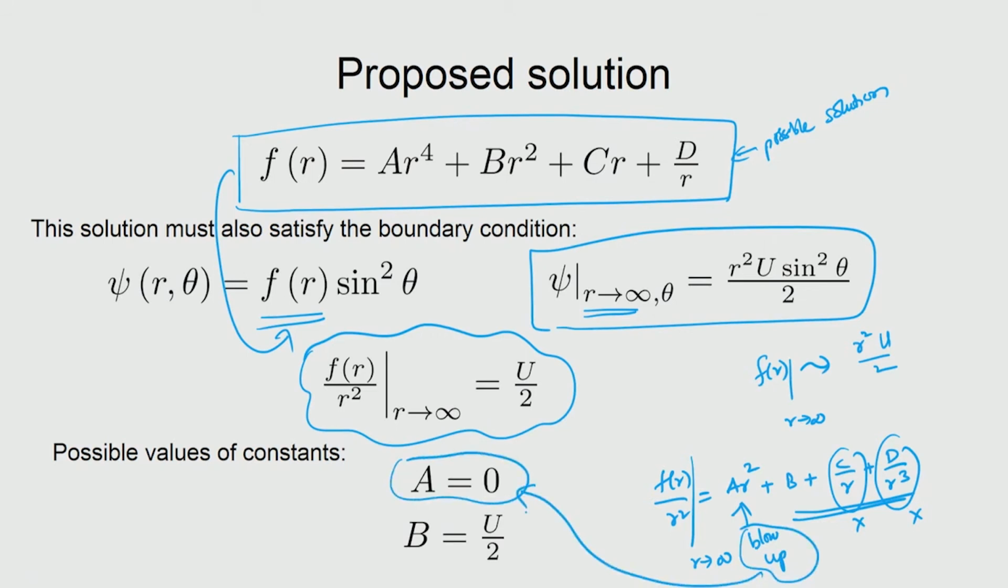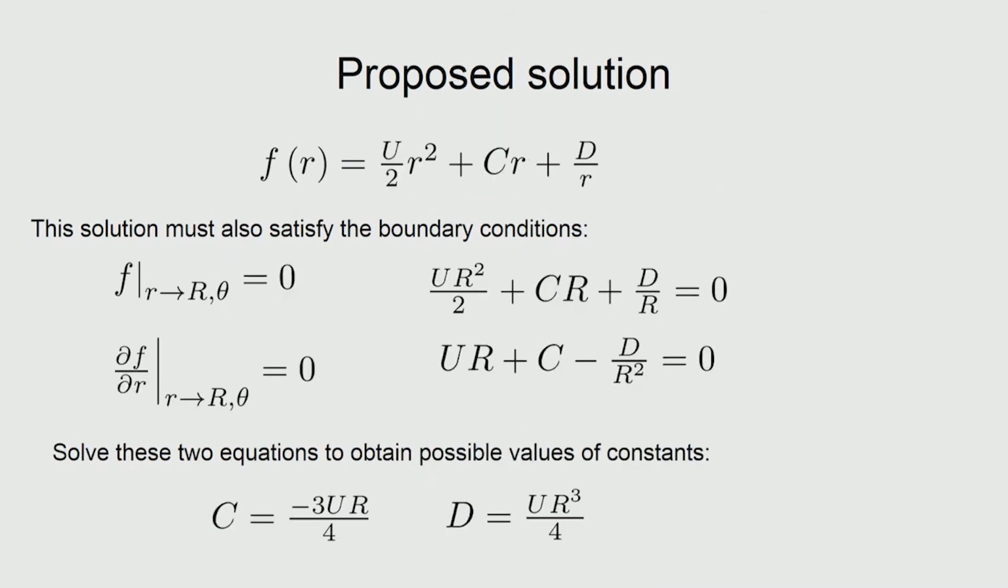So, that removes the problem for us, and for b we can see straight away that f of r by r square should be taking a value of u by 2. So, b must be u by 2. So, we have got two of the constants determined in this manner. And now when you substitute the a and b values, your possible solution form is simplified like this. We now have boundary conditions also for velocity on the surface of the sphere, and that will also be useful.